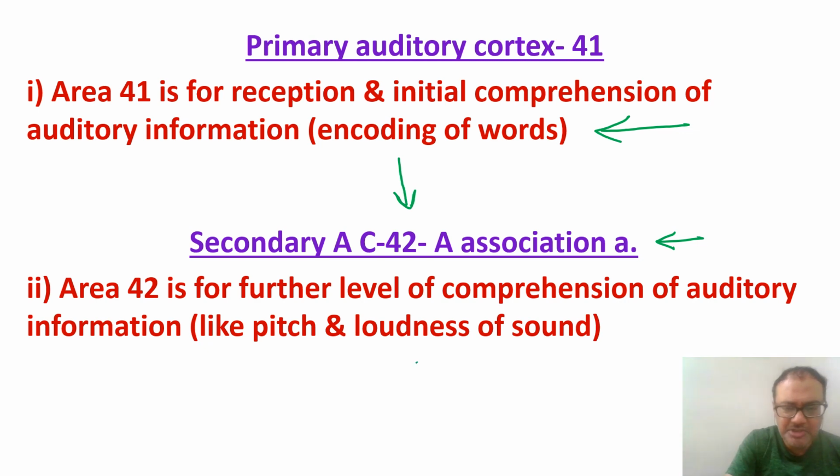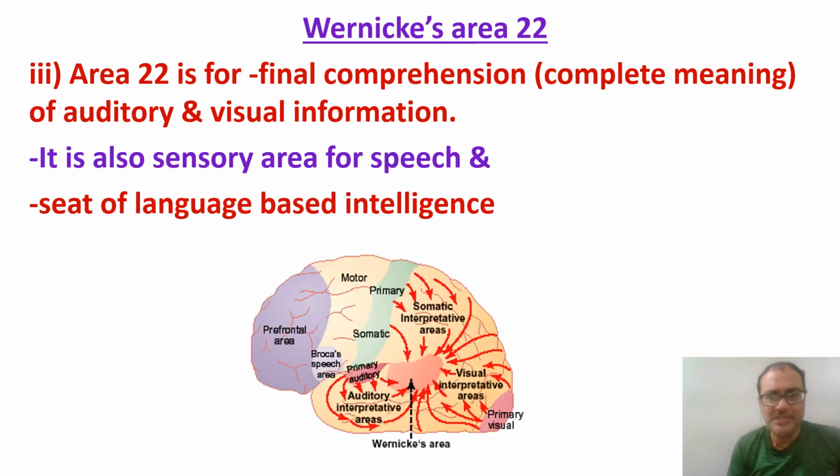From here information will go to the all-important area for final comprehension, that is Wernicke's area. So from the secondary area information comes to Wernicke's area. Function number 3 is of Wernicke's area, that is final comprehension, the complete meaning of auditory information. Wernicke's area does it for visual information also. Additionally, Wernicke's area is also the sensory area for speech and the highest seat for language based intelligence.